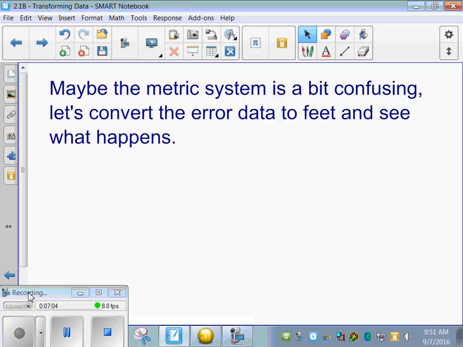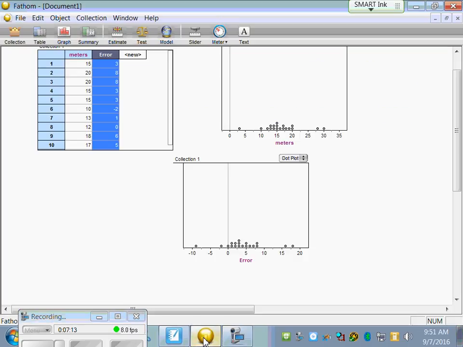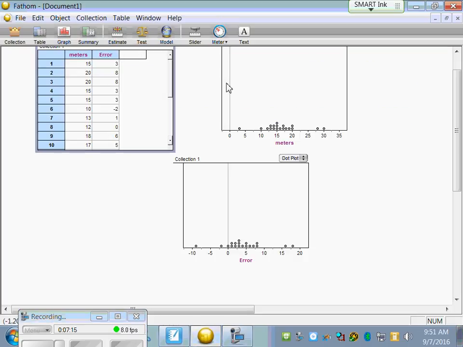Okay, what if we decide to convert our error data to feet? All right, so we'll go back over here. We're going to convert our error data to feet. Anyone know how many feet are in a meter? So it's 3.28. Someone get a calculator so you can help me plug these in, because I'm definitely not doing that in my head. 3.28.